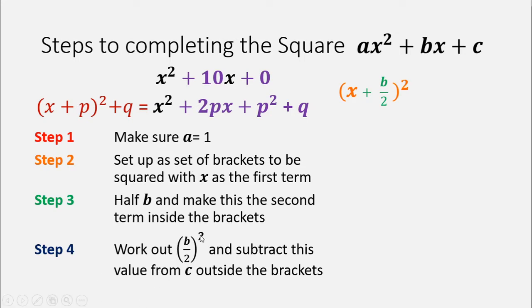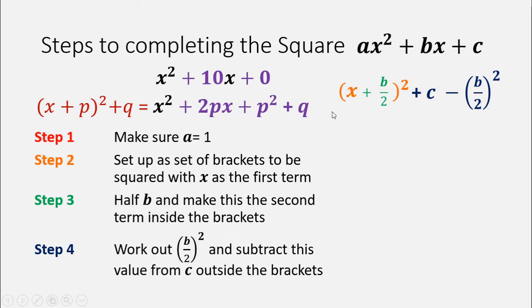Work out b over 2 squared and subtract this from the value of c outside the brackets. Okay, I want this to expand out to be this. I know that I'm going to get 2 times this value, which is going to give me my b value. And I also know that when I expand this bracket, I'm going to get the x squared, and I'm going to get the p squared. So that's this squared. But I don't want this. I want 0. So I'm going to add 0 at the end, and then I'm going to take away this. So that's the b over 2 squared. Okay, hopefully that makes some sense. So this is what we're going to do. This is the general format of our completed the square.